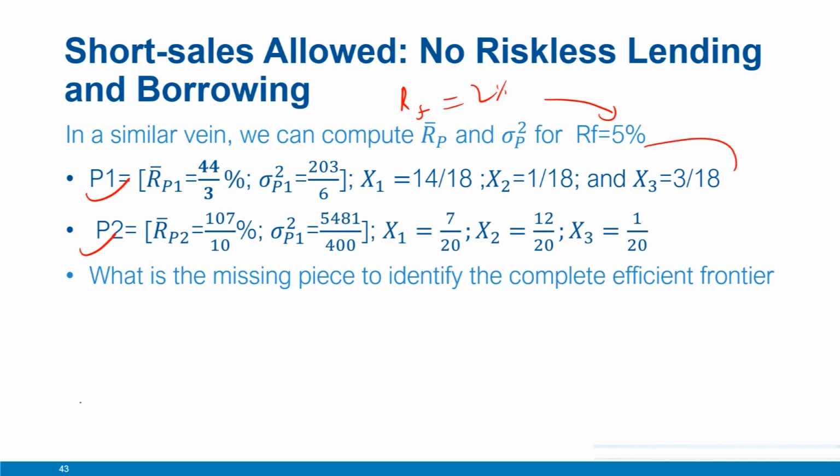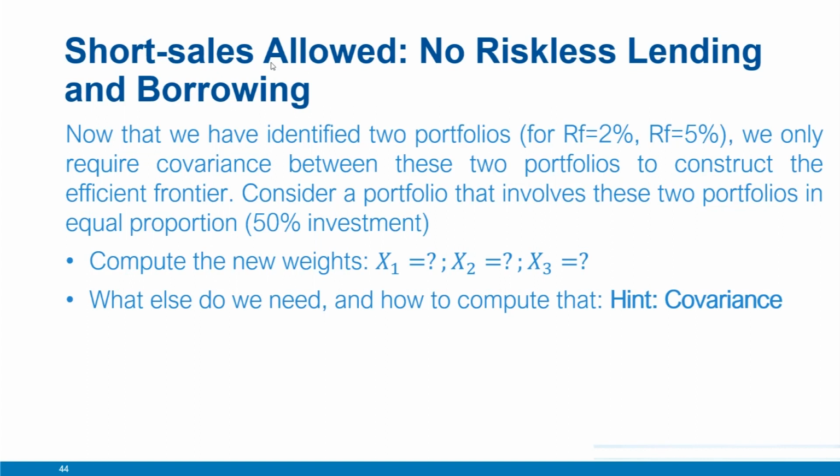Now, what is the missing piece to identify the efficient frontier? When we said that once we have these two portfolios, P1, P2, I can identify the entire efficient frontier. But there's one missing piece. What is that missing piece of information? Probably you would have guessed it right, that all you need now is the covariance between these two portfolios. Covariance or correlation, which are one and the same thing for us in this context.